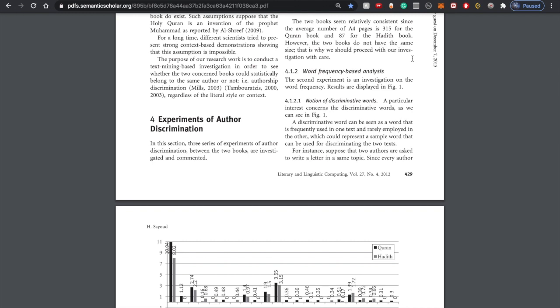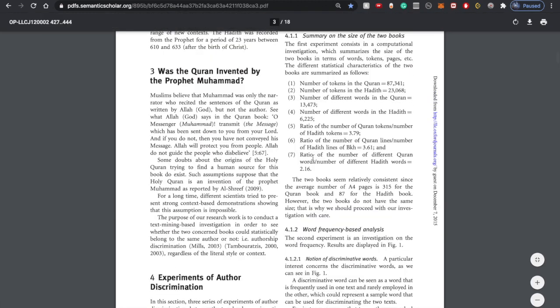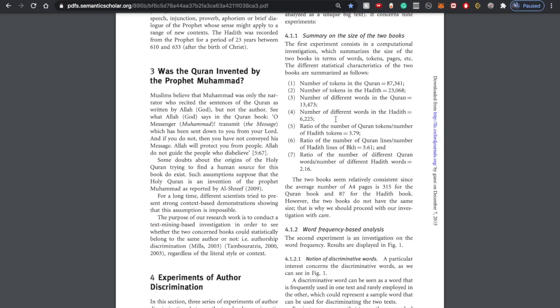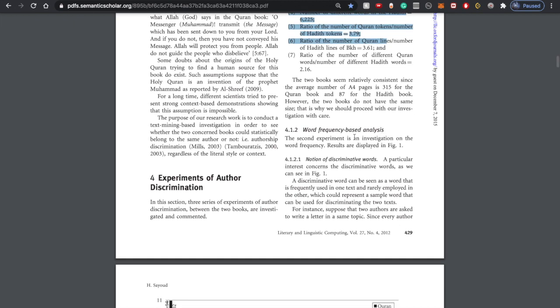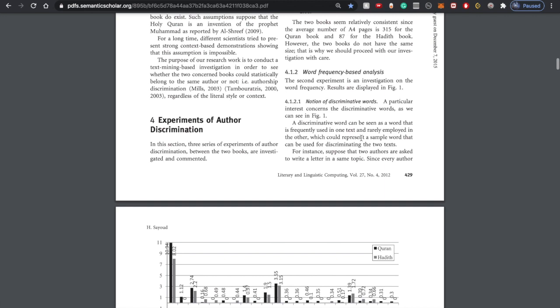So, the first study was just looking at the size of the books and this and that. So the results are here. The second study is the investigation on word frequency. So they start by looking at discriminative words.